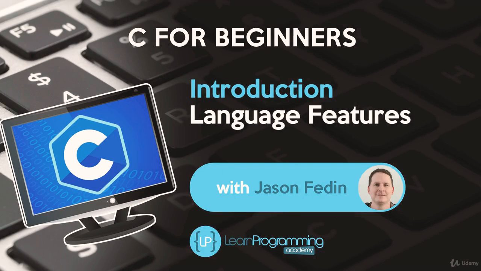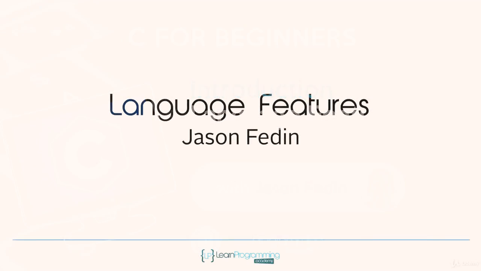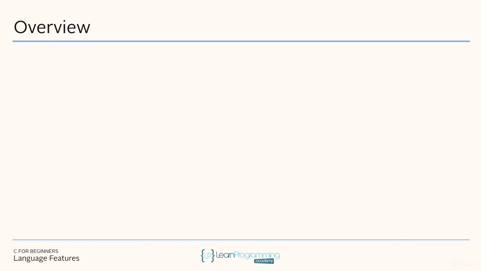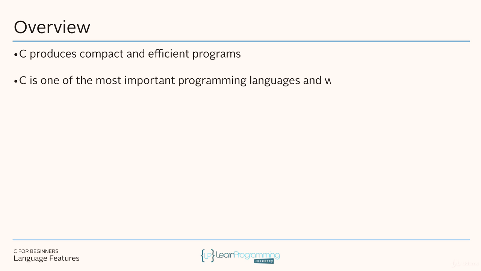Hello and welcome back. In this lecture, I want to discuss some of the specific features related to the C programming language. So we know all the advantages of C. I talked about that kind of ad nauseum. We know that C produces compact and efficient programs. That is a language feature, though. That's important. It's one of the most important programming languages and will continue to be so. We know all of this. So I just, again, want to reiterate it.